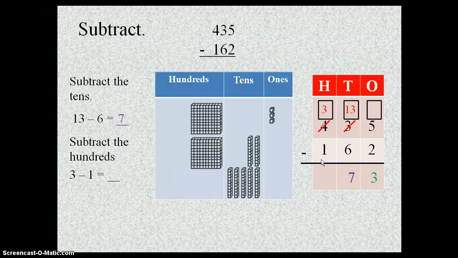Take that 100 and I end up with 2 hundreds. And I will write it in my hundreds place. So our difference is 273.